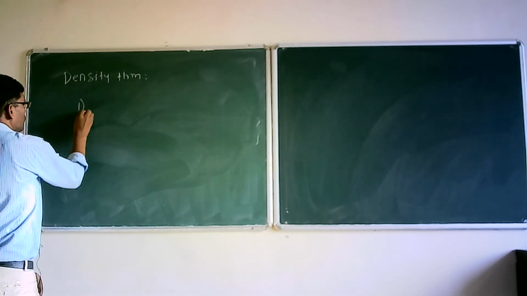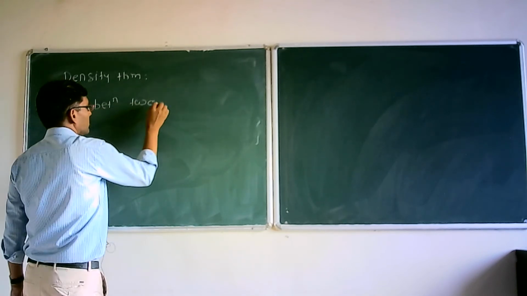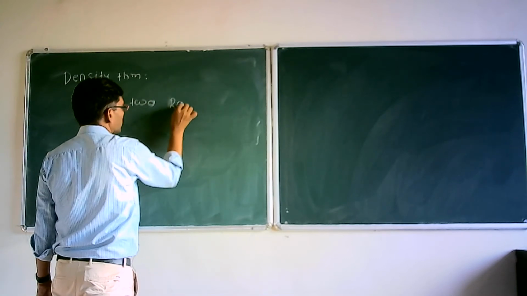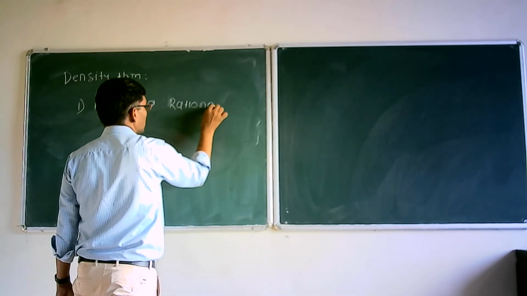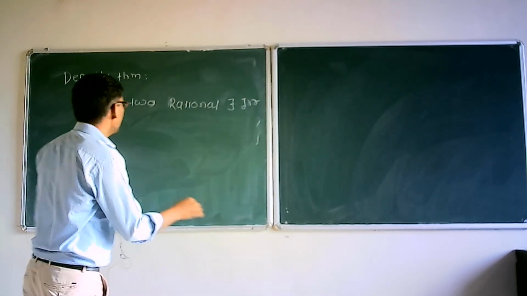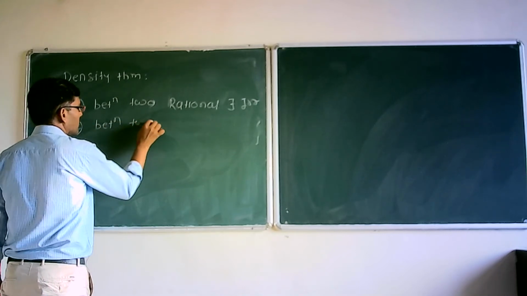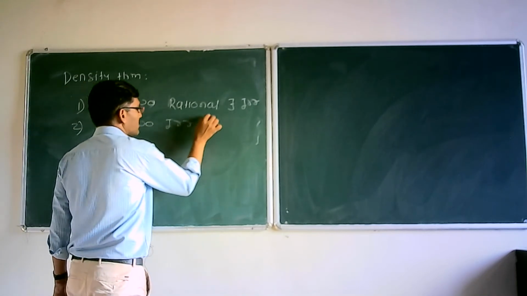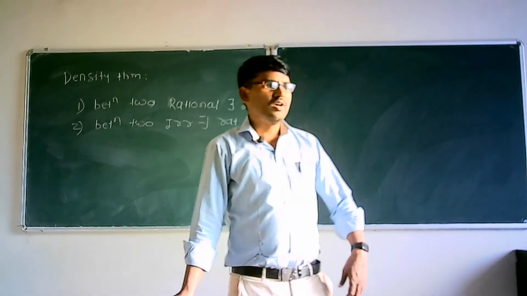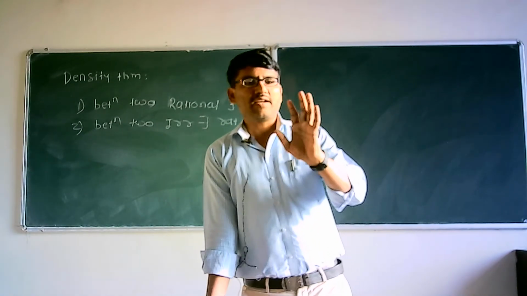First, between any two rational numbers, there exists an irrational number. And number two, between any two irrationals, there exists a rational number. What this density theorem says, we all know what a rational and an irrational number is.